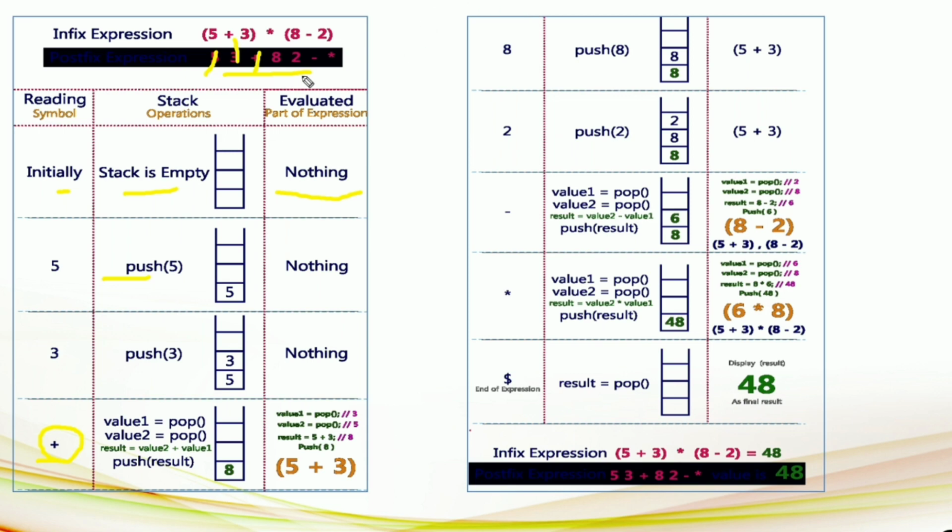Okay, next reading element is 8. So 8 is pushed. Now the top element is 8. The result is 5 plus 3. Next scan element is 2. That is 2, 2 is pushed. Okay, now the top element is 2. Next scan element is minus. Minus is the subtraction. So pop the two elements. Value 1 is 2 and value 2 is 8. Now the result is value 2 minus value 1, that is 8 minus 2. The result is 6, that is pushed into the stack.